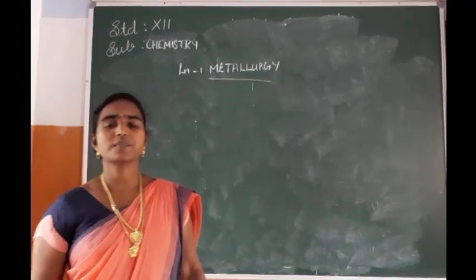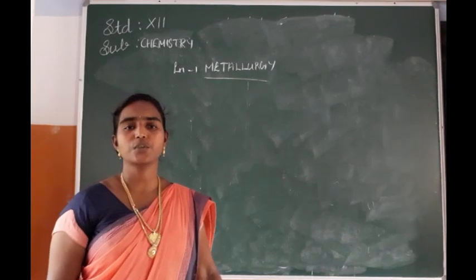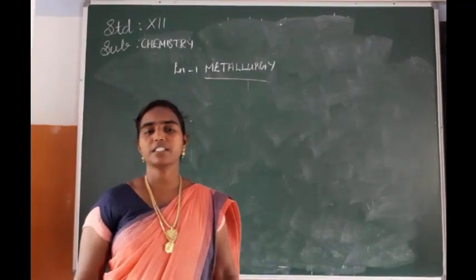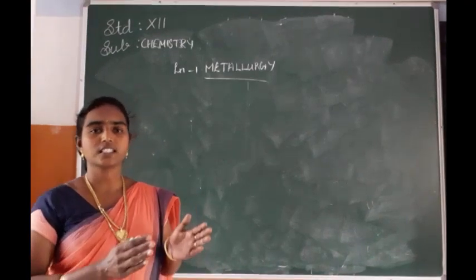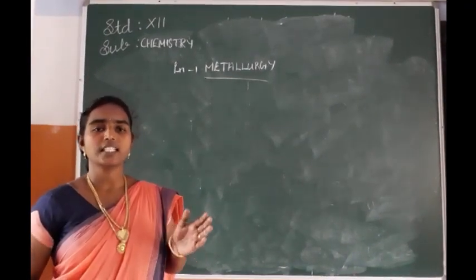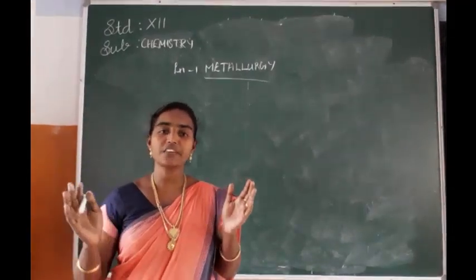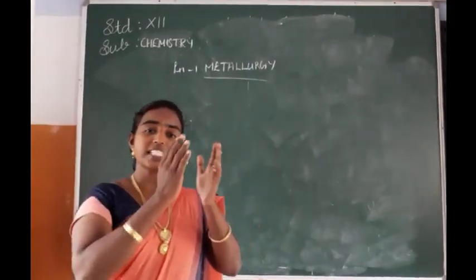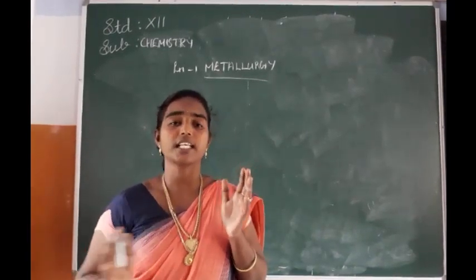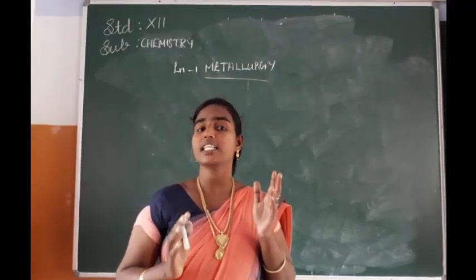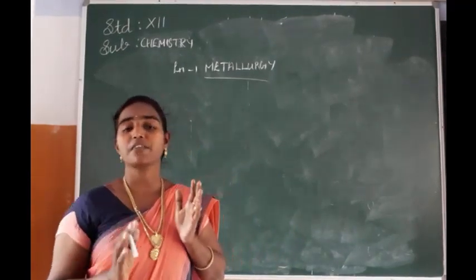Good morning, students. In 12th standard we have started the first unit from inorganic chemistry, that is metallurgy. Three steps are involved in the metallurgical process: concentration of ore, extraction of crude metal, and refining of crude metal. The first two steps we have already seen, isn't it? So once again I am revising.